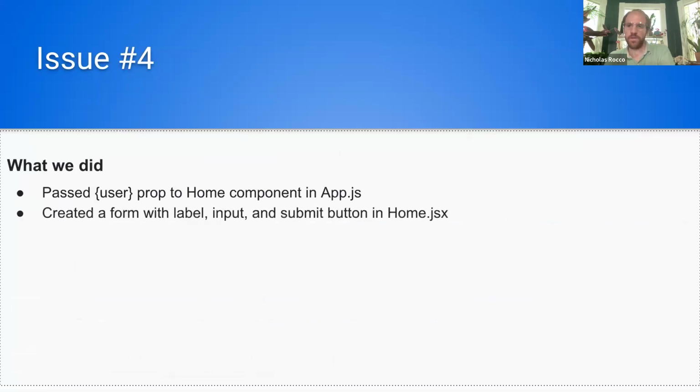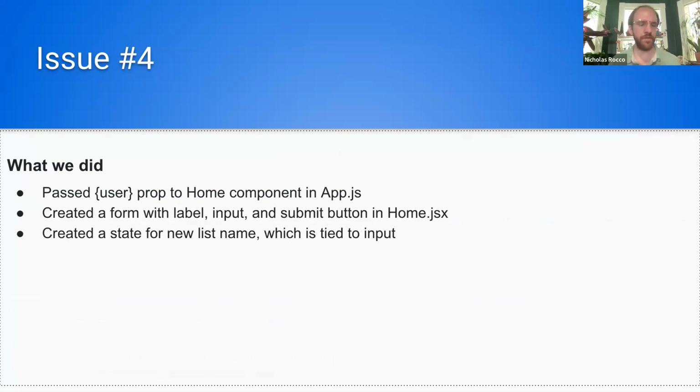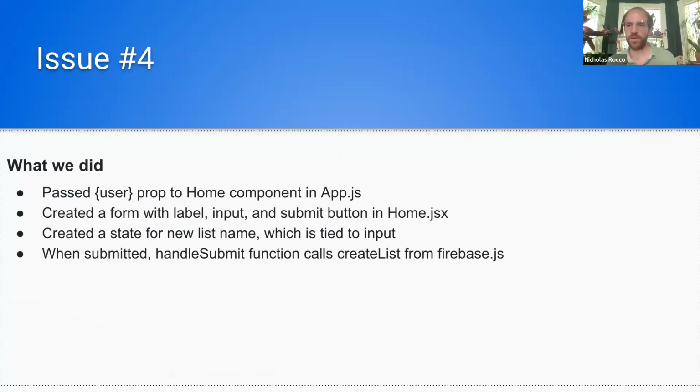So the way we went about doing this is we passed the user prop to the home component from app.jsx, and then we created a form with a label, input, and a submit button inside home.jsx, and then created a state for the new list name, which is tied to the input. So when you enter something into the input, it updates the state.